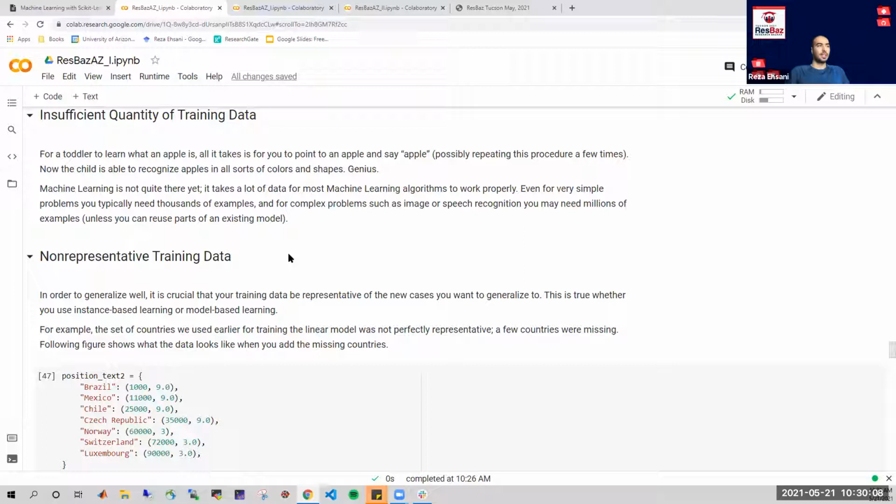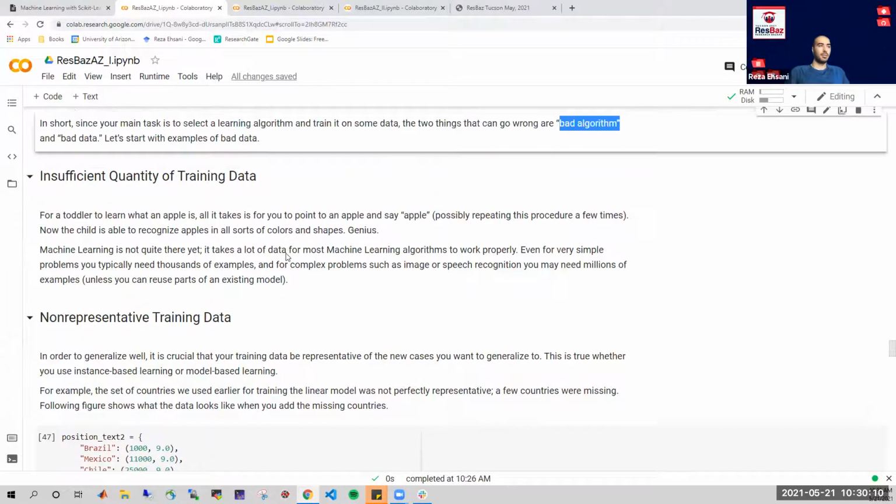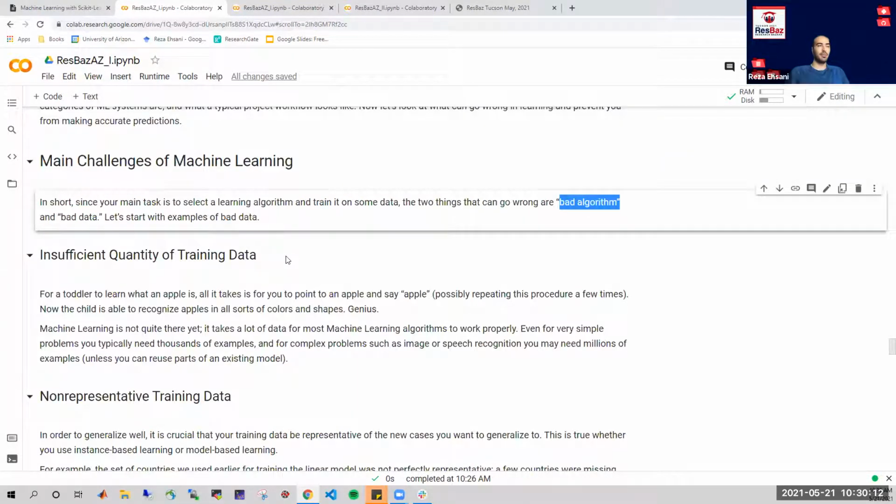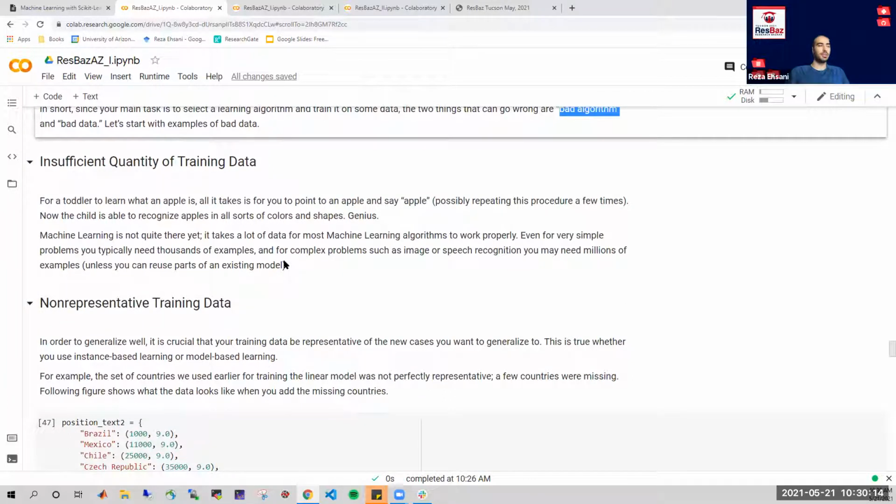And another thing that can make our model not able to predict very good values is non-representativeness of the training data. So in order to generalize well, it is really crucial that our training data be representative of the new cases you want to generalize to, and this is true whether you use instance-based learning or model-based learning.